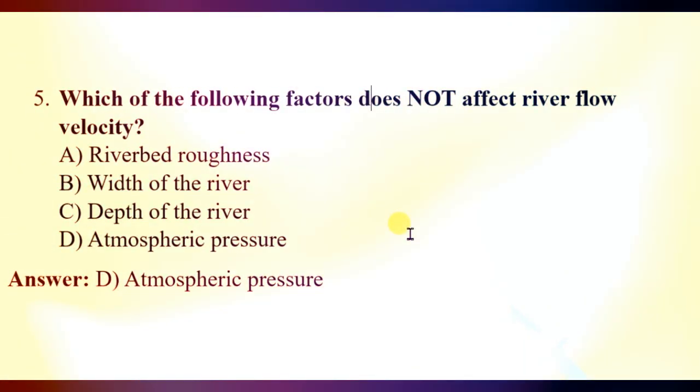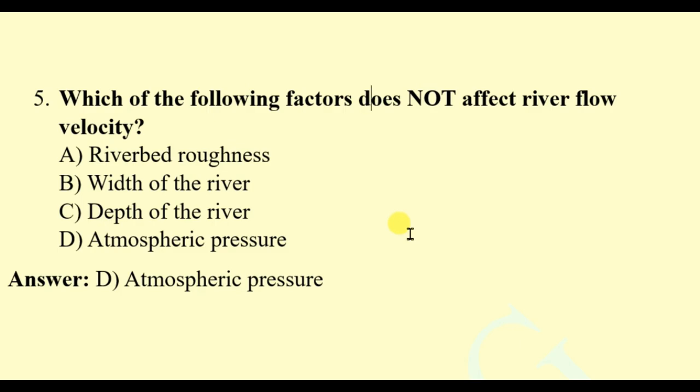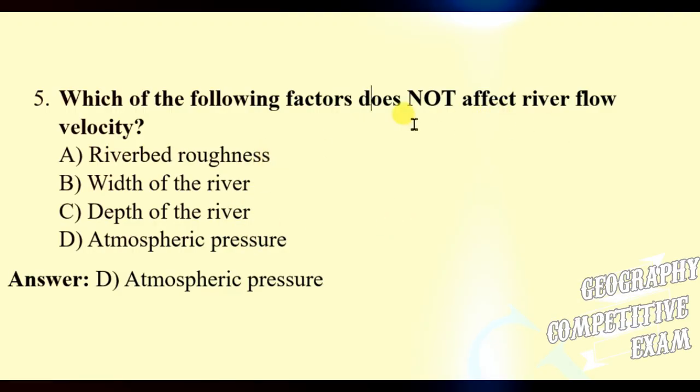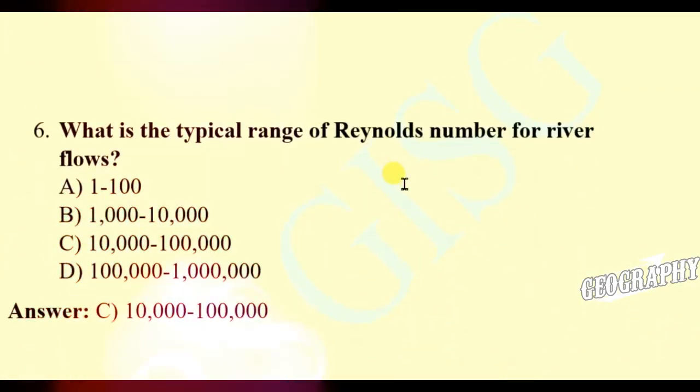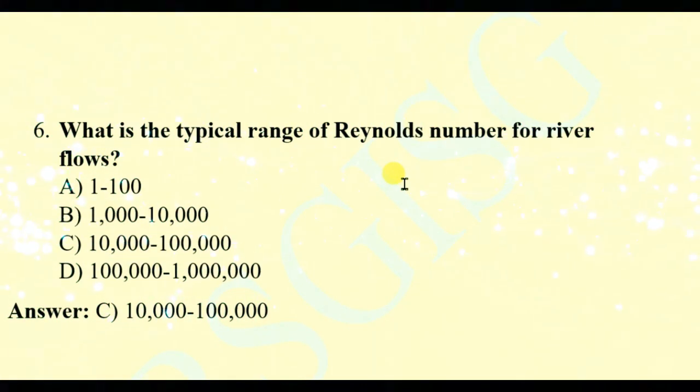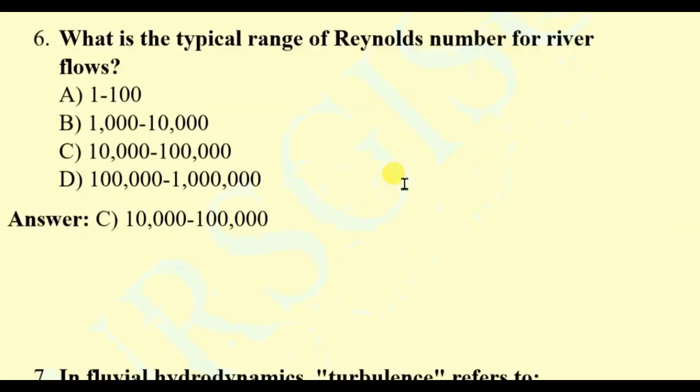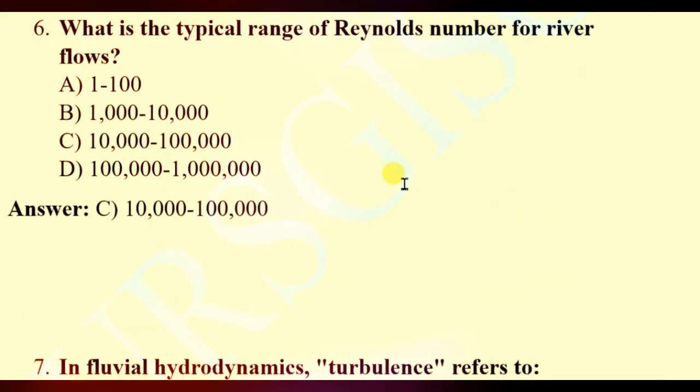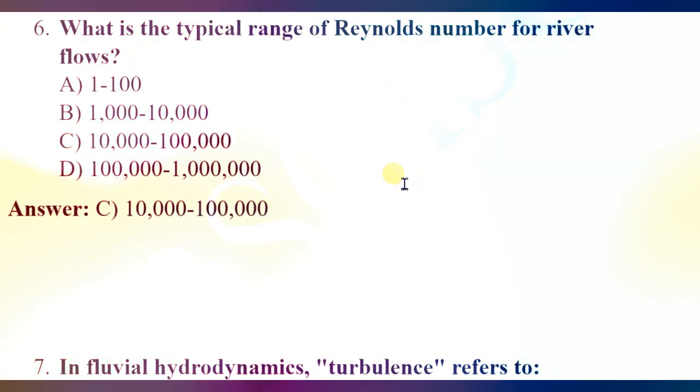Question number 5. Which of the following factors does not affect river flow velocity? Riverbed roughness, width of the river, depth of the river, atmospheric pressure. Here the correct answer will be atmospheric pressure, because the other three options affect the river flow velocity. Question number 6. What is the typical range of Reynolds number for river flow? The typical range of Reynolds number is 10,000 to 1 lakh.